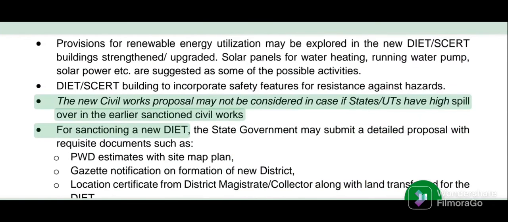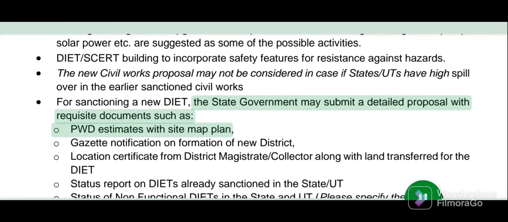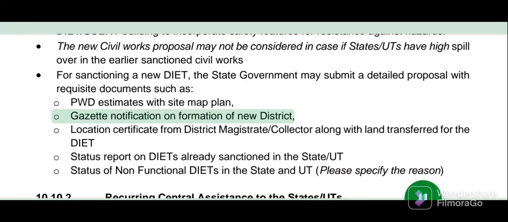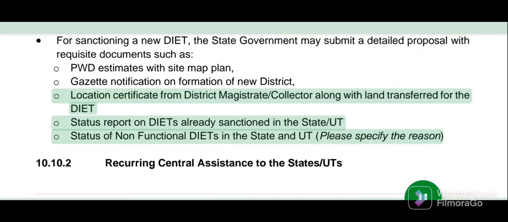The new civil works proposal may not be considered in case states and UTs have high spillover in the earlier sanctioned civil works. For sanctioning a new DIET, the state government may submit a detailed proposal with requisite documents such as bill of quantities estimates with site map plan, gazette notification on formation of new district, location certificate from the district magistrate or collector along with land transferred for the DIET, status report on DIETs already sanctioned in the state, and status of non-functional DIETs in the state and UT. Please specify the reason.